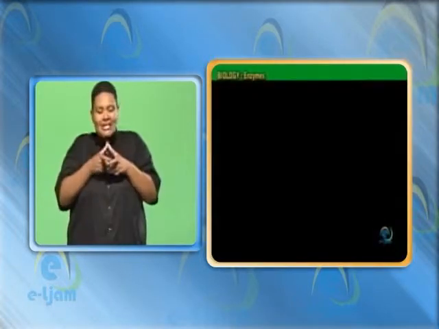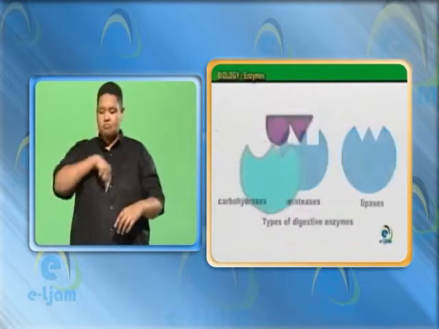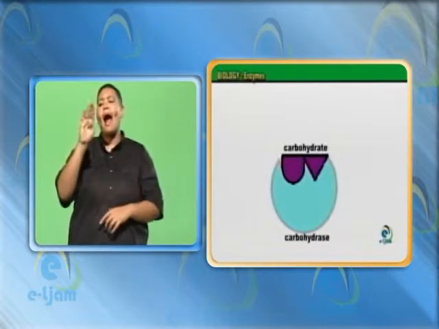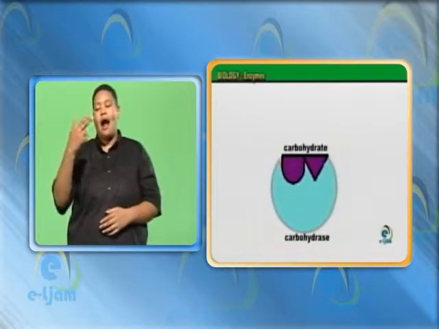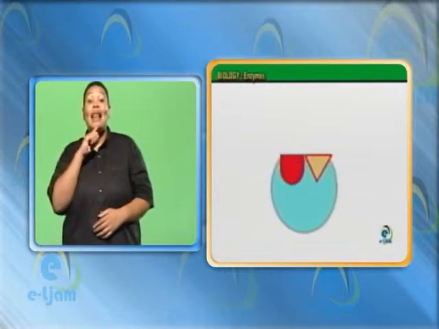When we eat, the food is broken down into simpler forms so that it can be absorbed and transported by the blood to cells for use. There are different types of digestive enzymes. Enzymes that break down carbohydrates are called carbohydrases. For example, amylase, which breaks down starch to glucose.